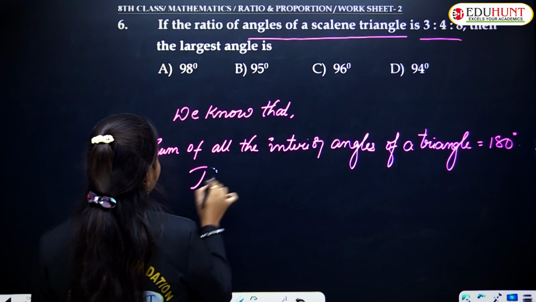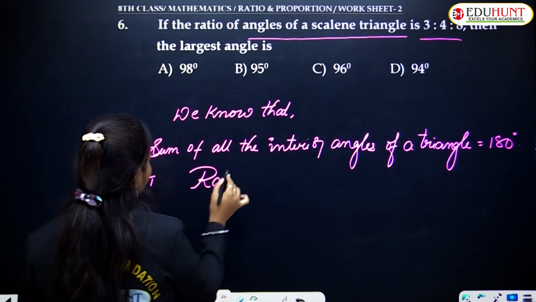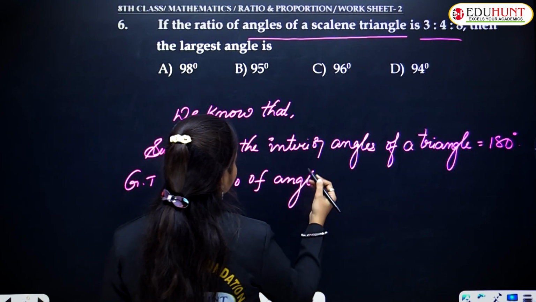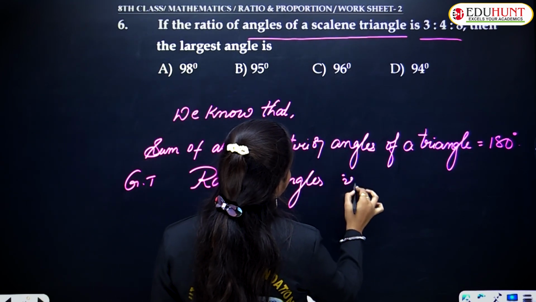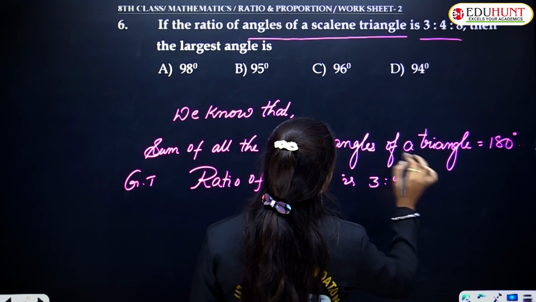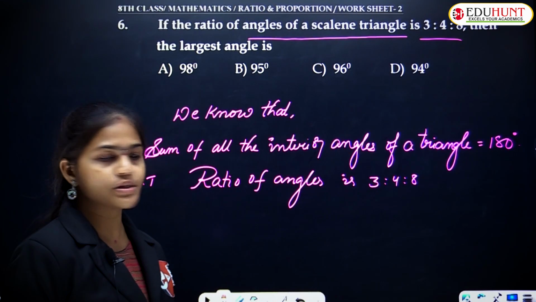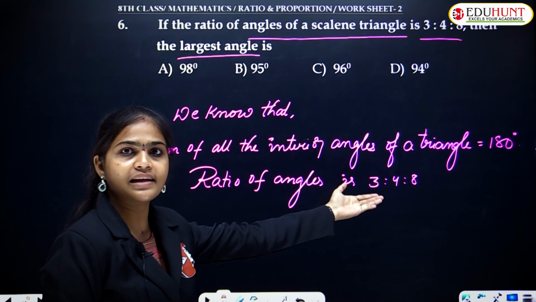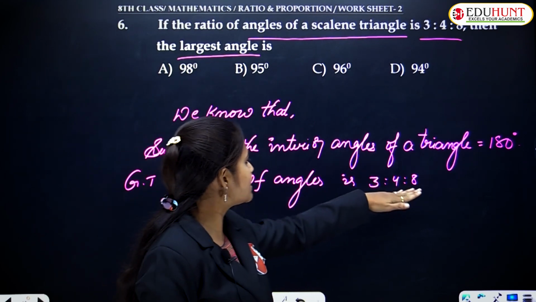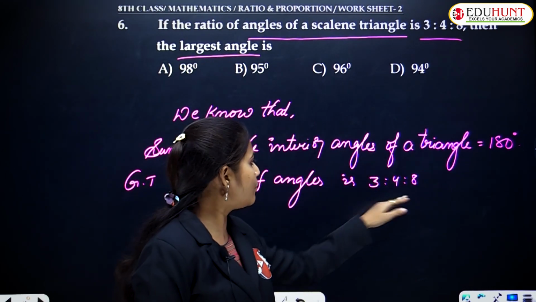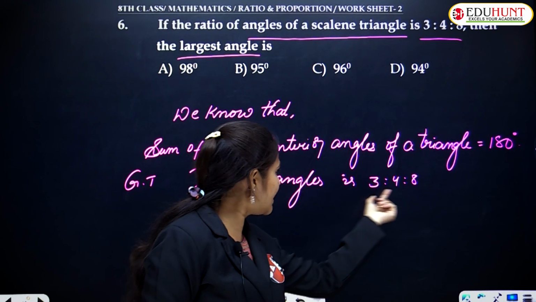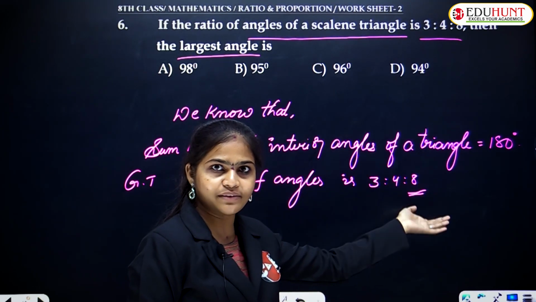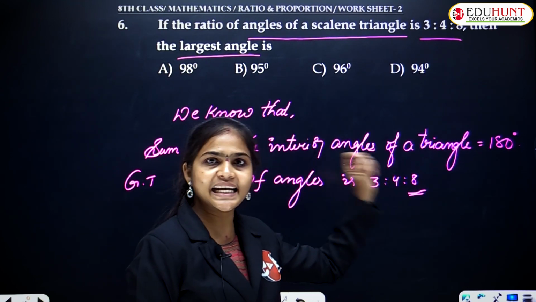And here the ratio of angles is given. What is given here? The ratio of angles is 3:4:8. That is the ratio of those 3 angles. Then the largest angle is... So children, by seeing this we can say that there are 3 angles in the ratio 3:4:8. So among them, what is the largest angle here? By seeing this only we can say that the vertex having 8 parts has the greatest angle.